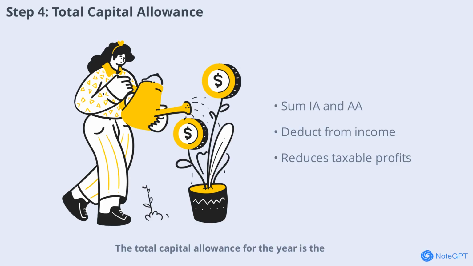The total capital allowance for the year is the sum of the initial allowance and the annual allowance. This total is deducted from the partnership's provisional adjusted income. The result is the adjusted income, which is the amount available for allocation among partners. This step is crucial for reducing the partnership's taxable income.